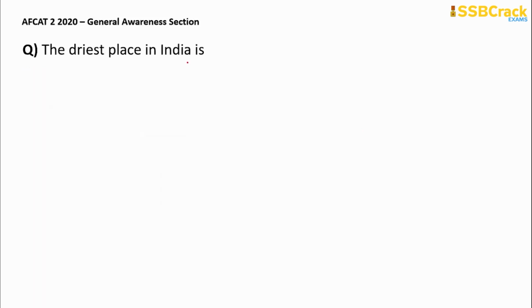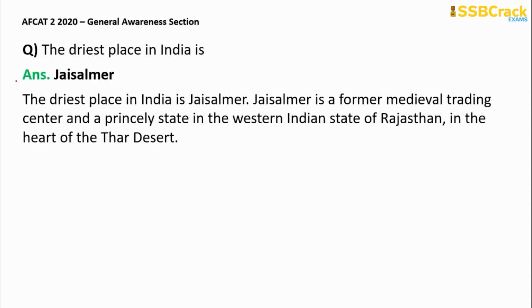Next question, the driest place in India is? So the driest place in India is Jaisalmer. It is in Rajasthan and basically comes under the Thar Desert.